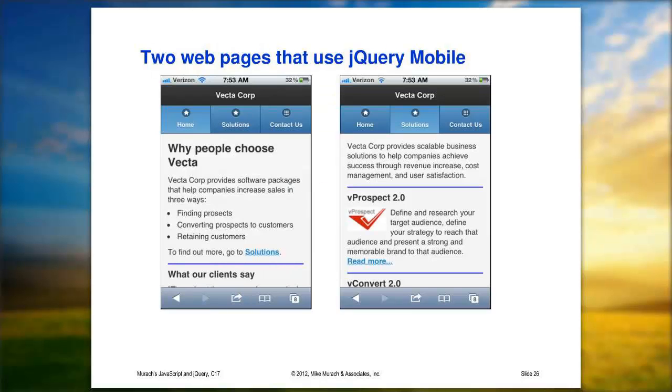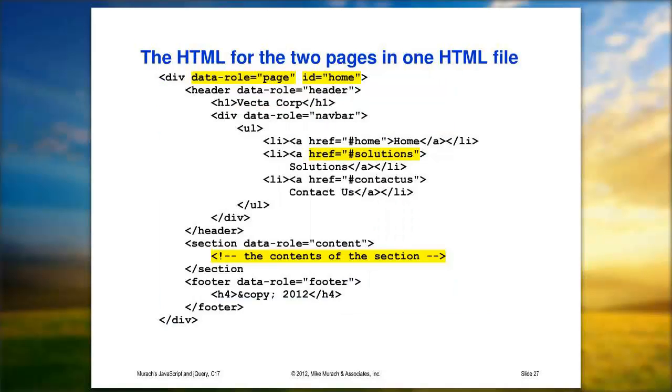All right, so this is the Vecta Corporation example that is being used in the book. And here's a couple pages. There's one page on the left, and when you click on the home page, you click the solutions page, you go over to the solutions page. I have all the code for this chapter on the public box folder, so that you can go over it and learn how this is accomplished. And the book does a very good job of explaining it. All right. Okay, so here we have the code for those two web pages.